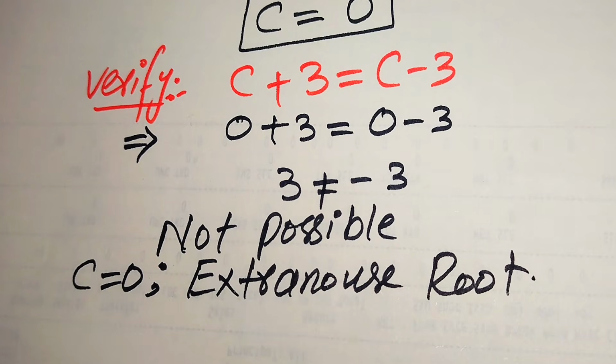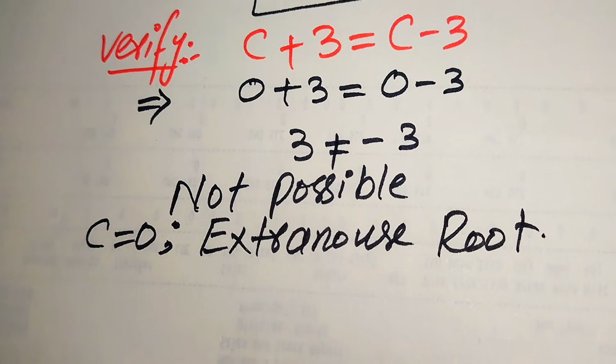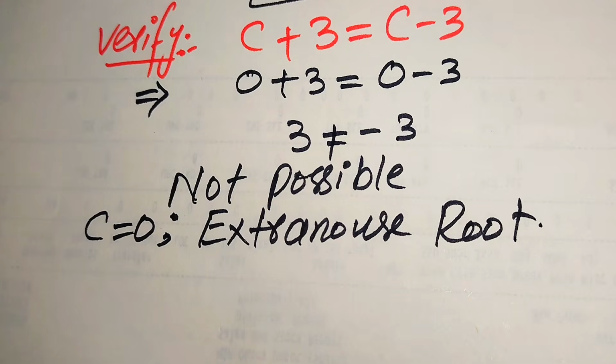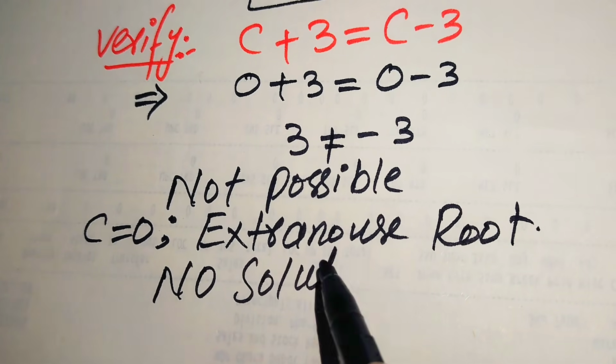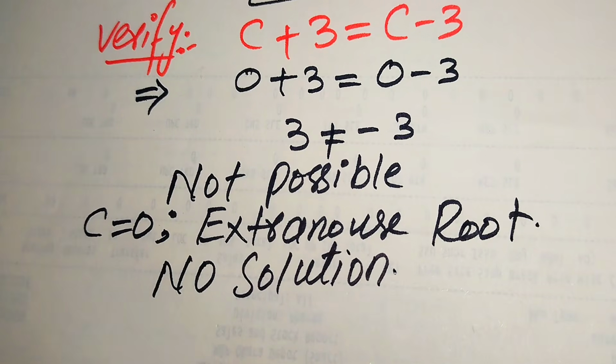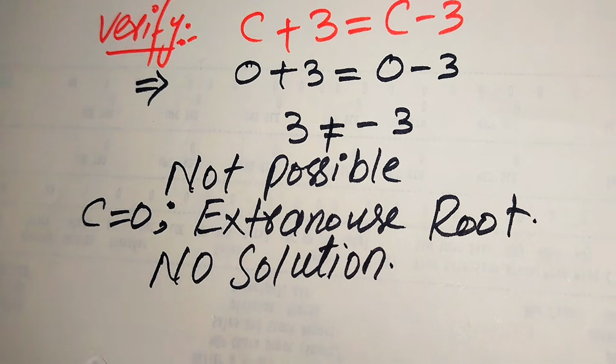So c equals 0 is the extraneous root, and we cannot get any other value of c which satisfies our given question statement. This concludes that this question has no solution. This is our final answer from the first method, and now we solve this problem again by the second method.